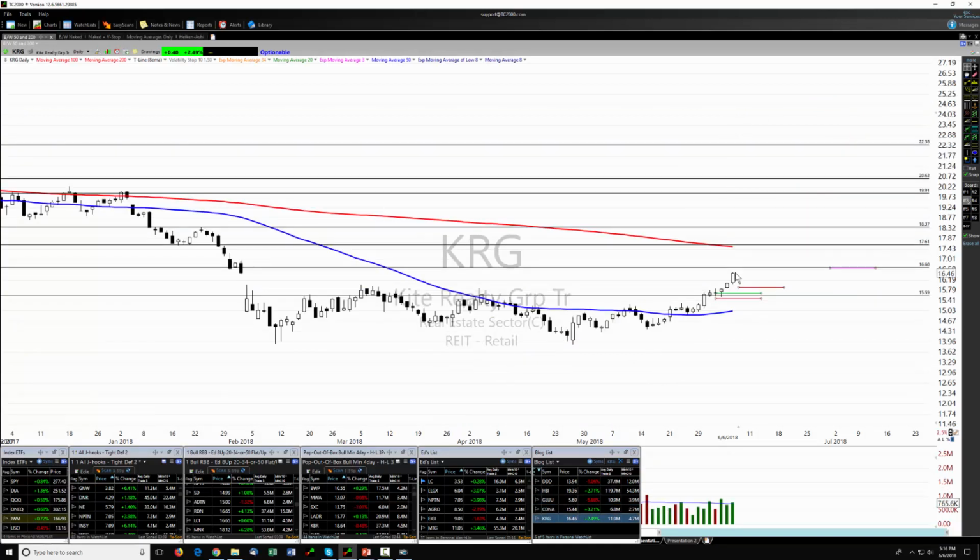KRG is working for us. Again, that was where our entry was. We've now moved the stop up here to above break even, so we're basically risk free at this point. Looking for that first target there. That was our Friday trade.